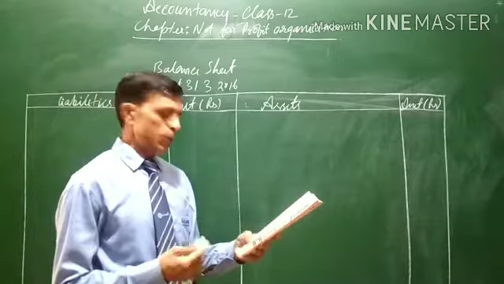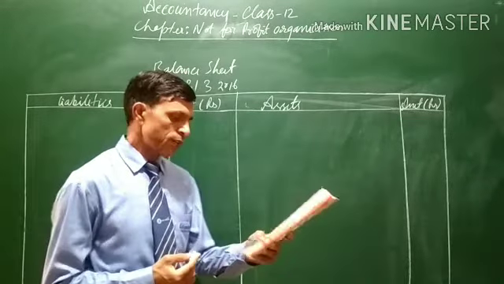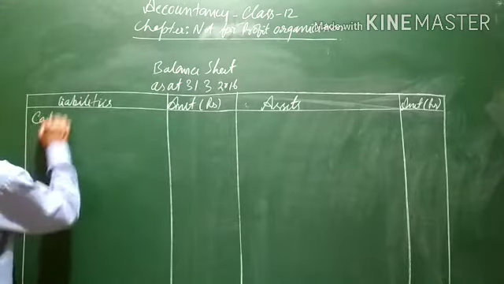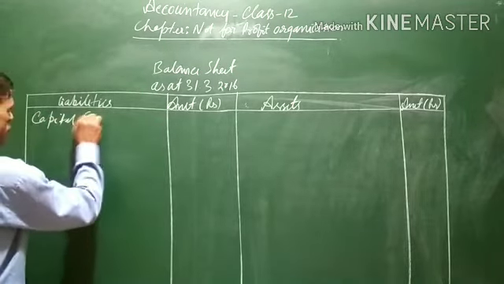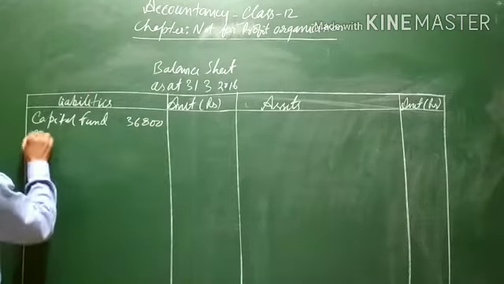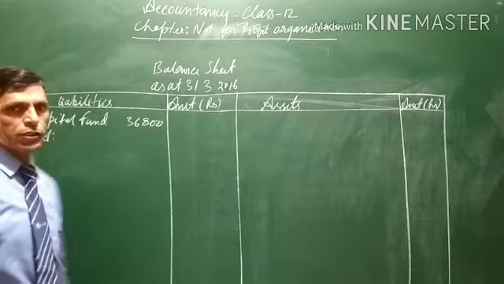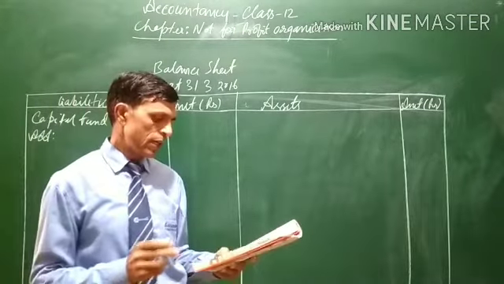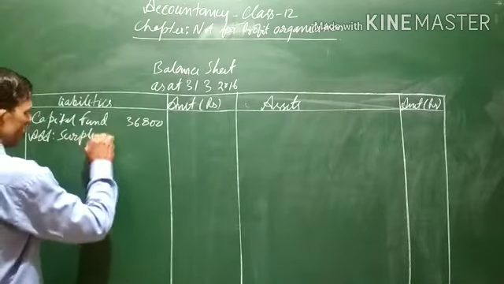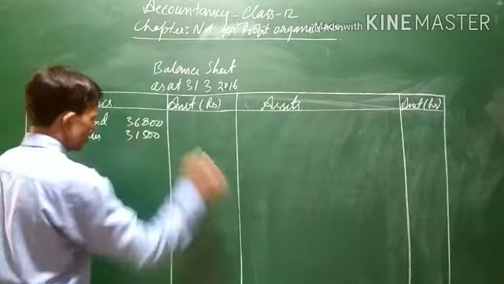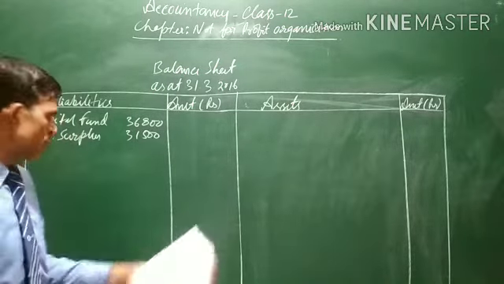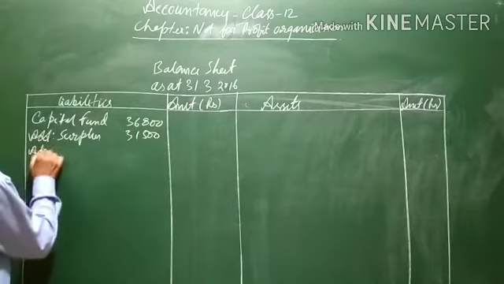Now, the very first item, capital fund, is given in the balance sheet itself. The capital fund is 36,800. Here the surplus amount which we have calculated in the income and expenditure account will be added. That is 31,500 was the surplus. Now the life membership fees will also be added in the capital fund itself.